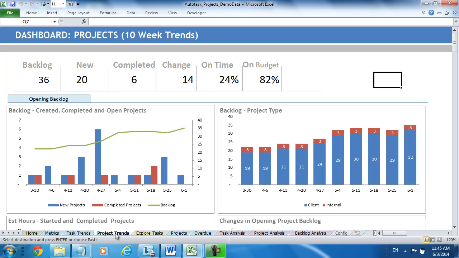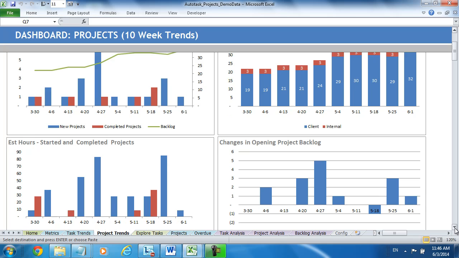Trending is also important on a project level. So that was all on the task level. Sometimes you want to look at things in terms of open projects, the backlog by project type. So are my client projects versus my internal projects growing? What's my distribution? Oftentimes it's not simply the number of tasks that people are dealing with, but the number of open projects that they're dealing with. That's also important to understand.